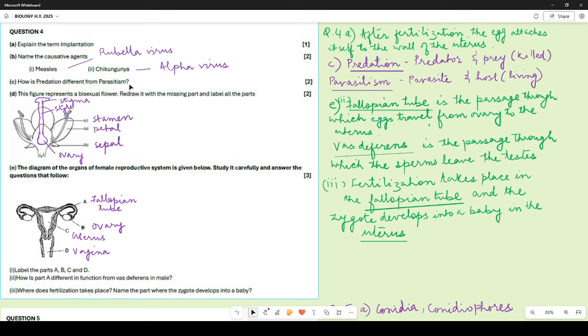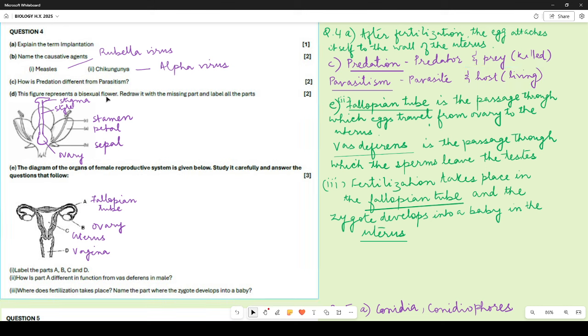How is predation different from parasitism? In predation there is a predator and a prey. Predator kills the prey for its food, whereas in parasitism, there is a parasite which depends on its living host for its food. It derives the nutrition from its living host. That is the difference. Predators kill their prey, whereas parasites do not kill their host. They just keep on taking nutrition from their living host.